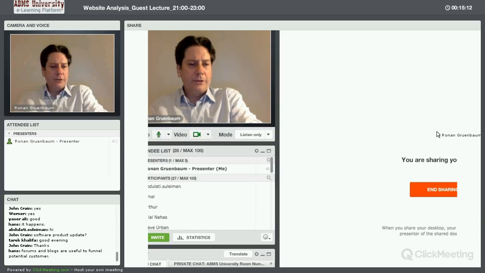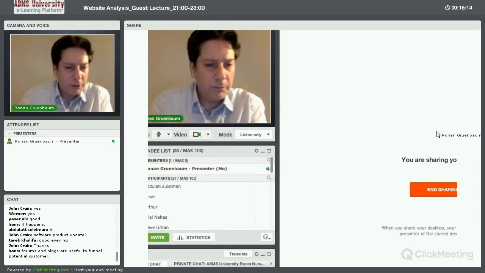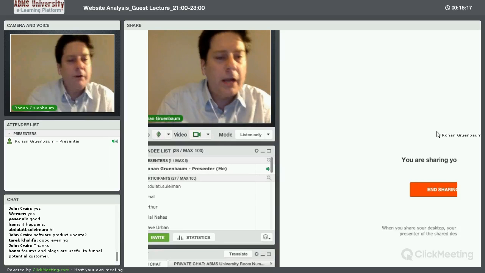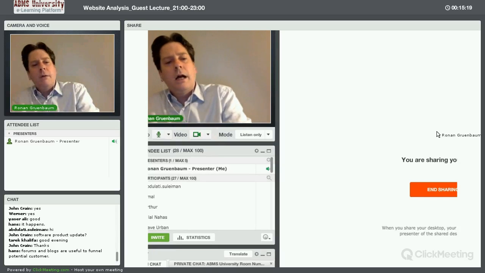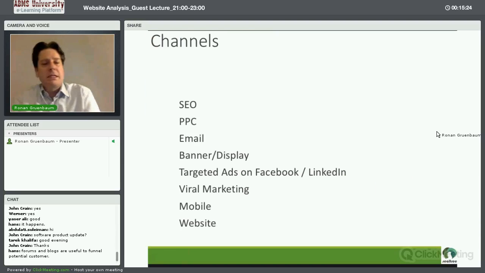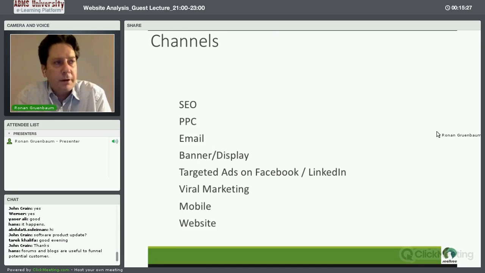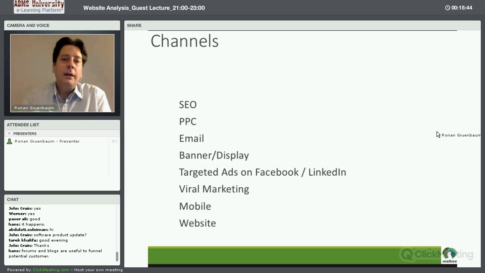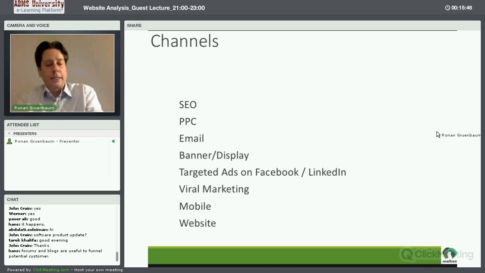So, Hannah says forums and blogs are useful to funnel potential customers. They are indeed, but this is slightly different because a forum and a blog are still fundamentally websites. So if you have a blog associated to your company, to your website, you have to be very clear what the purpose is. You have to make sure that the blog is a separate channel from your website, but you should still manage both of them very carefully and track them and compare the analytics.